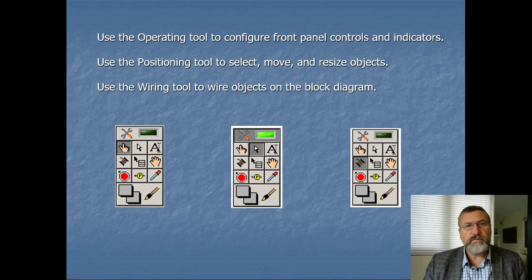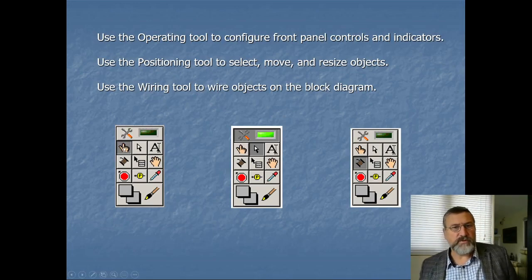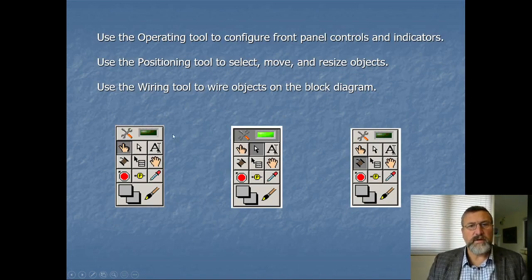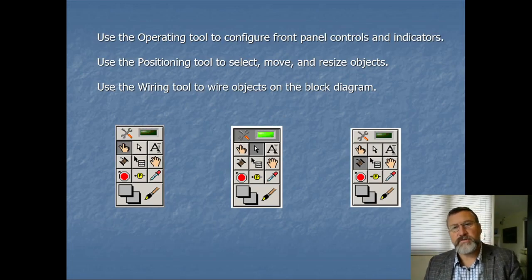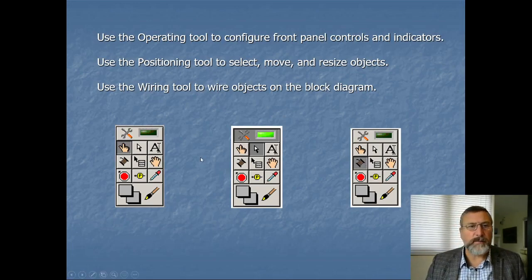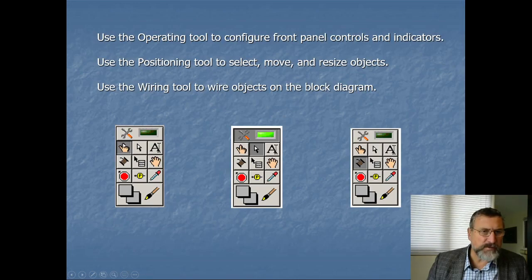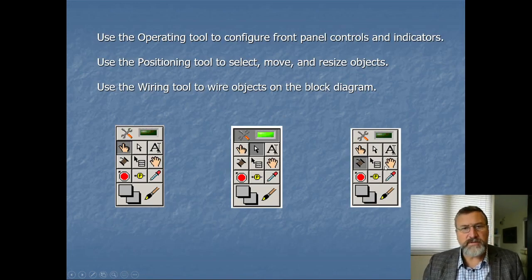Now, the operating tool is what we use to configure the front panel and the indicators. The operating tool here, you see, is this little hand. Click on that. The positioning tool is this arrow here. So you use it to select, move, and resize objects, as it says there. And then the wiring tool is where you wire together objects on the block diagram. And there we have, it looks like a spool of wire. Of course, the actually operative little point is the tip of the finger there, the tip of the arrow, and of course the tip of this wire here. These are the functions you could use for the things we're talking about, like probes and so on there.